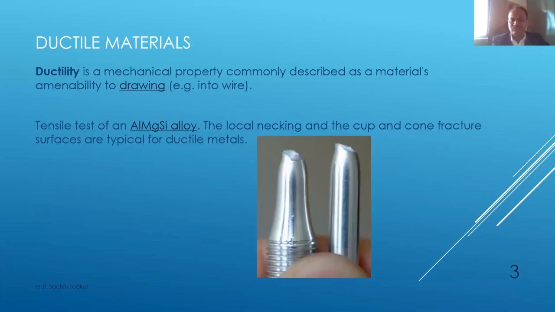Now, firstly, what do you mean by ductile materials? The materials in which we are able to draw wires. Ductility is a mechanical property commonly described as a material's amenability to drawing, or the ability to draw into wires. We all know that we use gold ornaments, and in gold ornaments there are very fine wires. So gold has very good ductility. Similarly, stainless steel has some ductility.